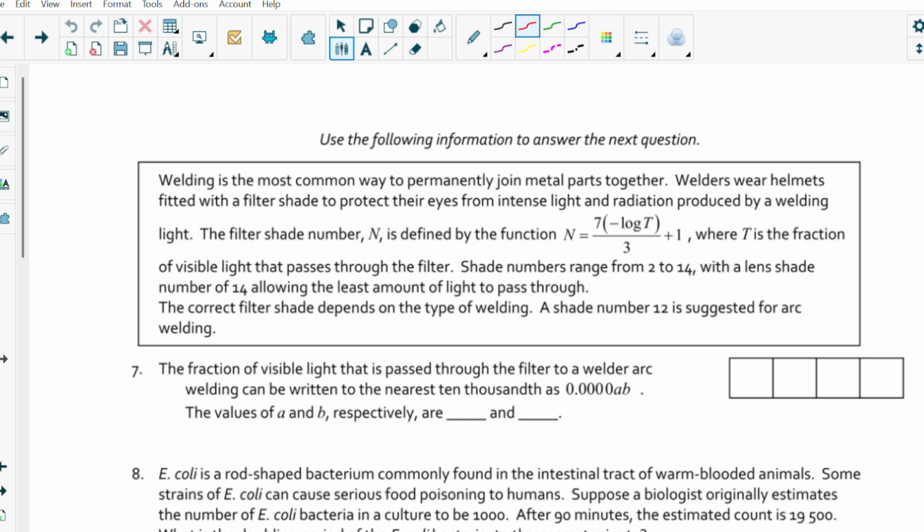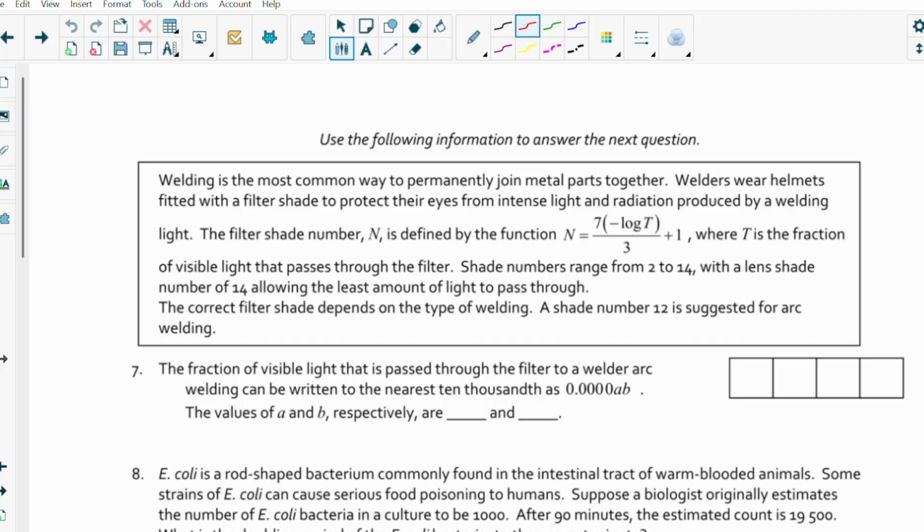Okay, use the following information to answer the next question. Welding is the most common way to permanently join metal parts together. Welders wear helmets fitted with a filter shade to protect their eyes from intense light and radiation produced by a welding light. The filter shade number, N, is defined by the function N equals 7 times, in brackets, negative log of T divided by 3 plus 1, where T is the fraction of visible light that passes through the filter.